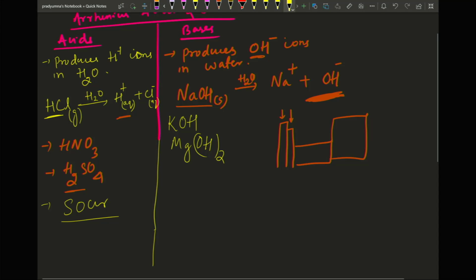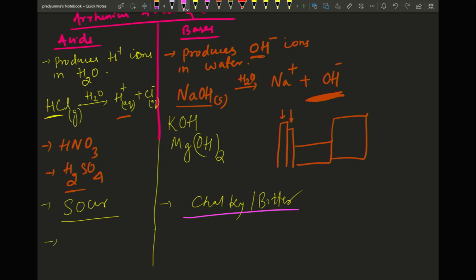How does a base taste? Bases taste bitter and chalky, so it doesn't taste that good. It tastes chalky, or you can call it bitter. It's not very good.